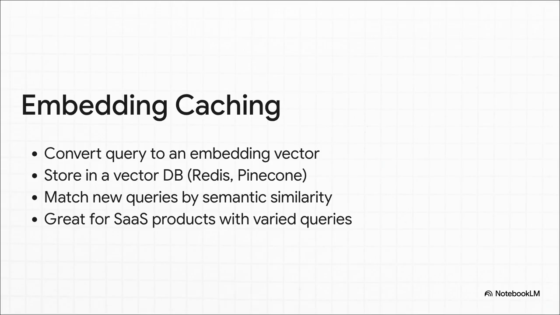Think of it like a coordinate that pinpoints the query's meaning in a giant map of ideas. You store these vectors in a special vector database. Now, when a new query comes in, you convert it to a vector too, and then you just search for the closest existing vector in your database. This is absolutely perfect for SaaS products where users are going to phrase things in a million different ways.